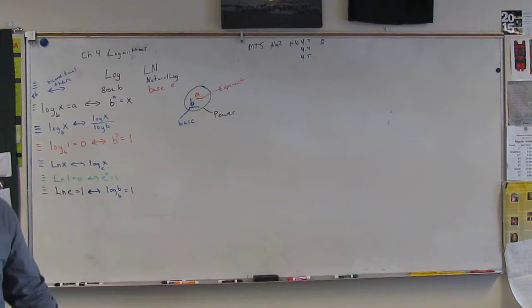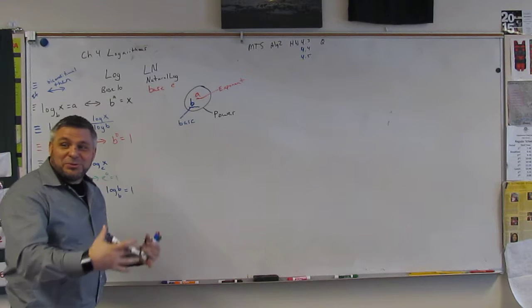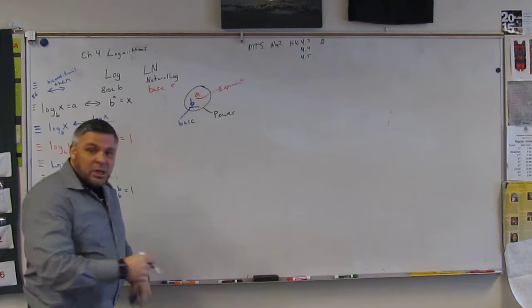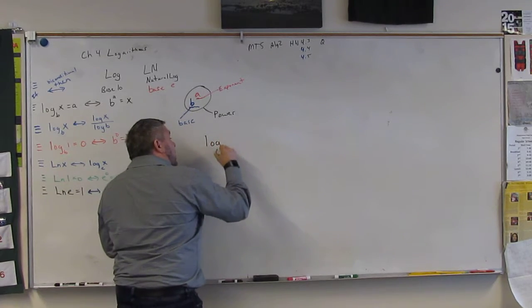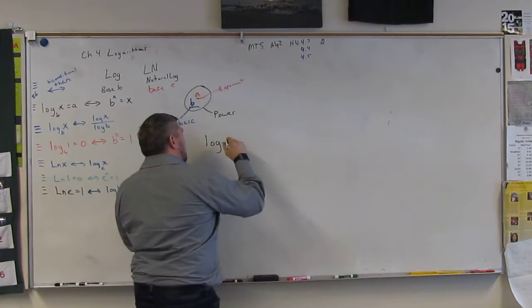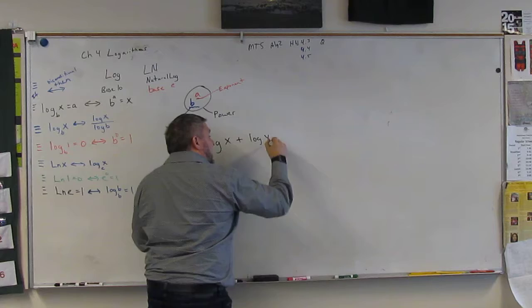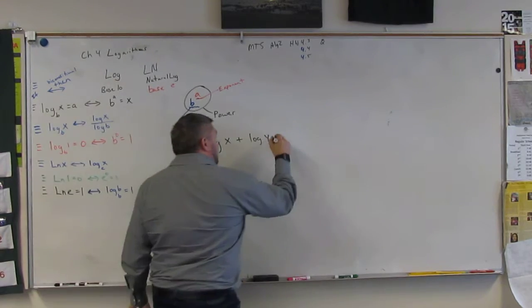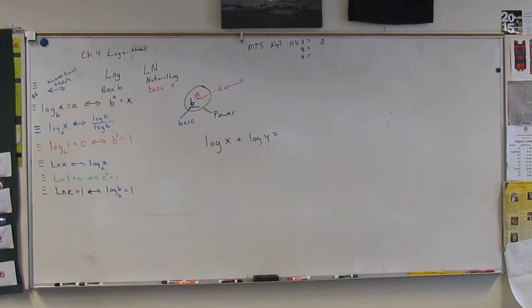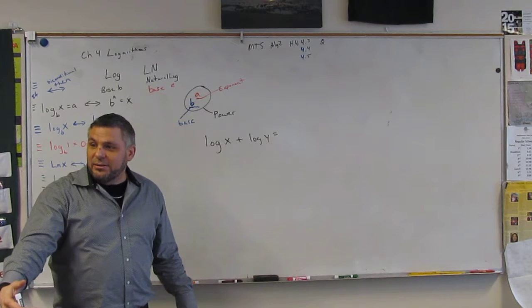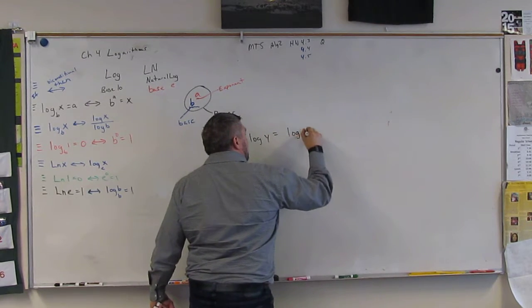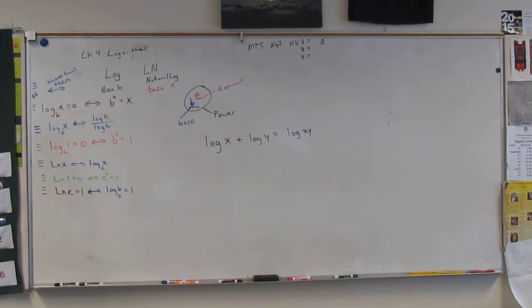What is a logarithm? It's an exponent. So when you add logarithms, you multiply their powers. Does that make sense? So when I take my logarithms, log of x plus log of y, that will equal, when you add exponents, what do you do to the powers? Multiply them, right? Boom. And that goes both ways.